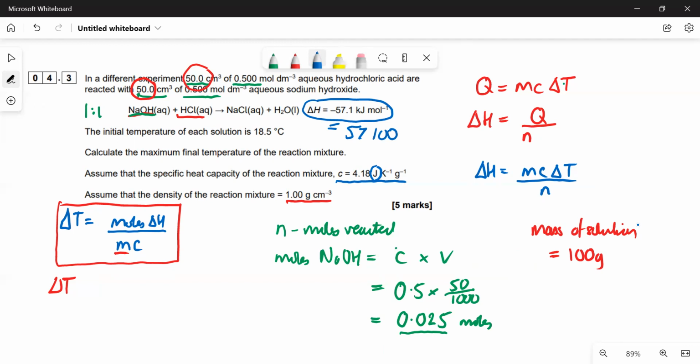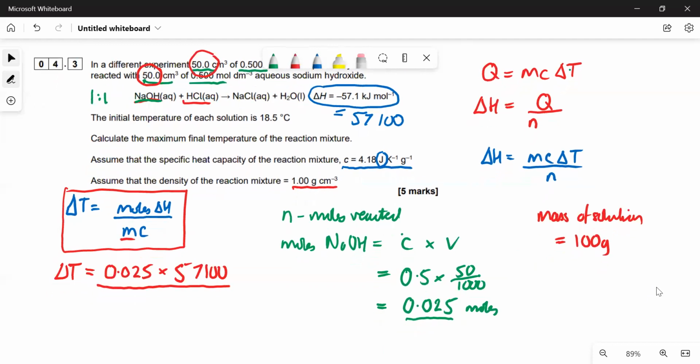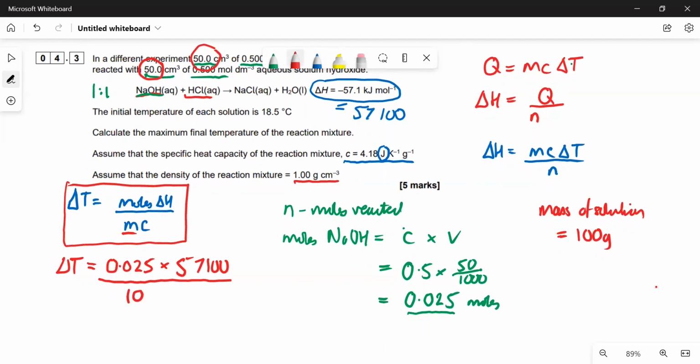So we've got all those numbers together now. Let's put them into here. So delta T is equal to moles 0.025 multiplied by 57,100 divided by the mass of the solution, which is 100, and the specific heat capacity of the water, which is 4.18 joules per gram per Kelvin. Right, do that. We get a value of 3.41 degrees C, so a pretty small temperature rise there.